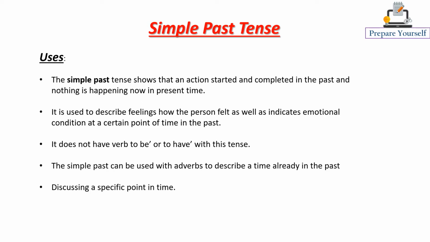It is also used to describe feelings and emotions of a person at a certain point of time in the past. It does not have verbs like to be or to have in this particular tense. The simple past tense can be used with adverbs to describe time already in the past. And the last, it is used to discuss a specific point in time of the past.